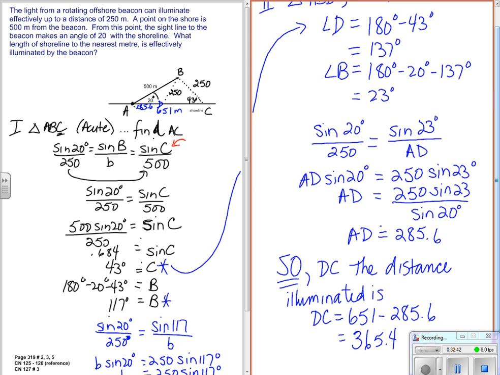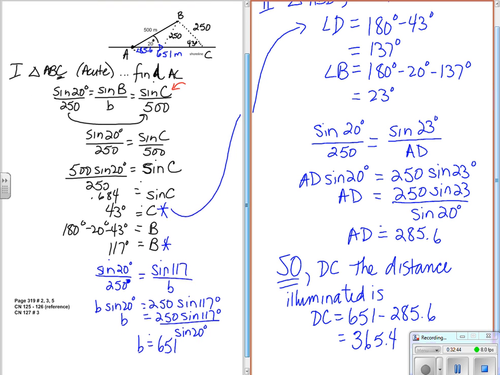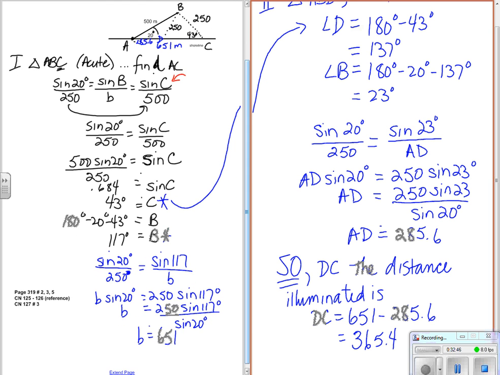All right, ambiguous case is a toughie. I taught it in 32 minutes. I think that's a world record. Here's some pages to work on.